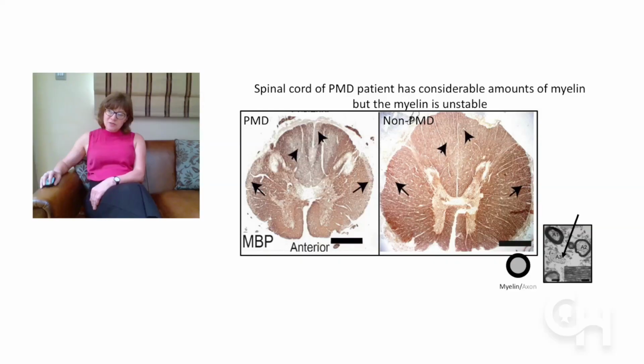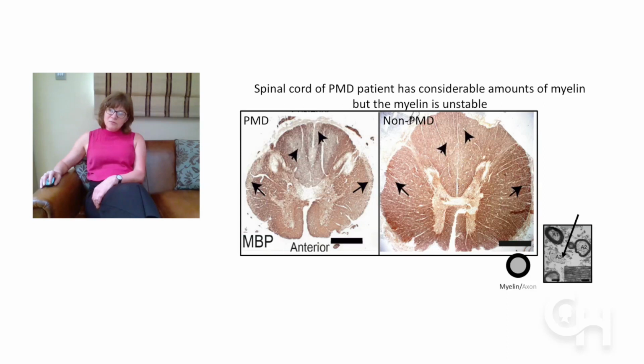And what we found is that they had actually formed and maintained a considerable amount of myelin. So the spinal cord here on the left belongs to one of our patients. And you can see that in comparison to the spinal cord on the right, which is from a healthy individual, there is a definite reduction in the amount of the brown stain that is present, particularly where the arrows are pointing. And this represents a deficit in myelin in these regions.